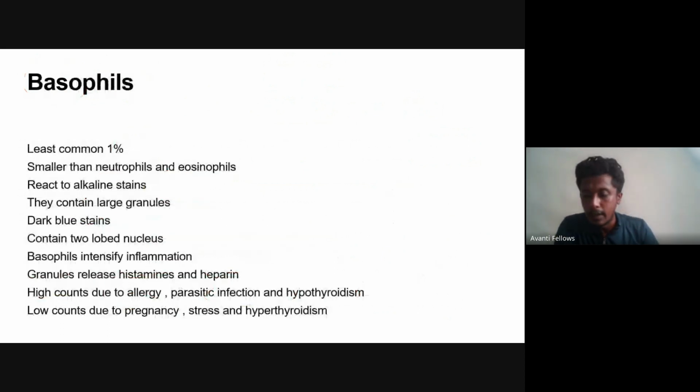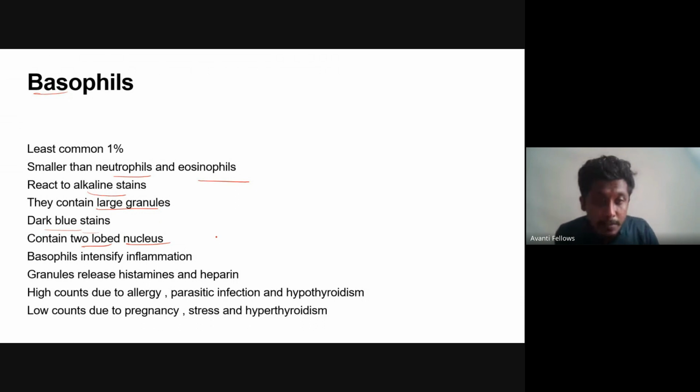Now, the final one, basophils. Basophils are less common, very few in number, about 1%, very small compared to neutrophils and eosinophils. Since they are basophils, basic, they react to the alkaline stains. These basophils have very large granules, usually dark blue stained. The nucleus has only 2 lobes.